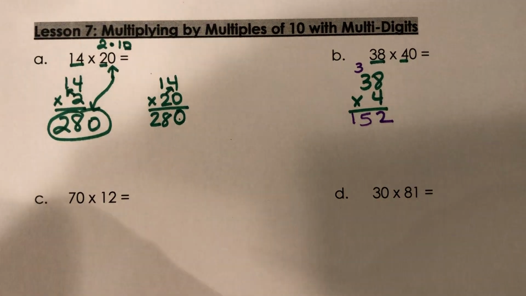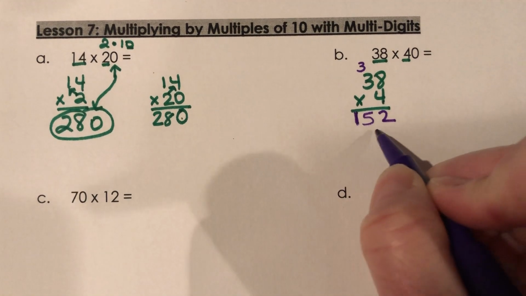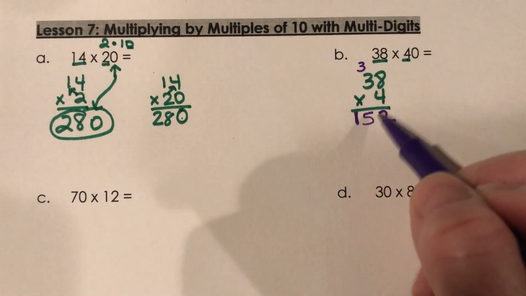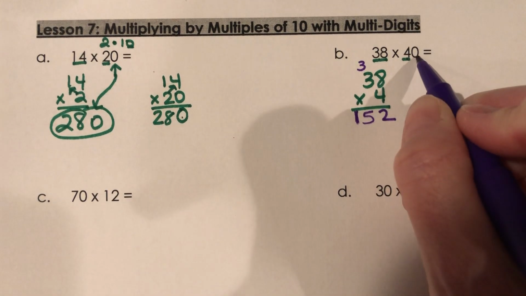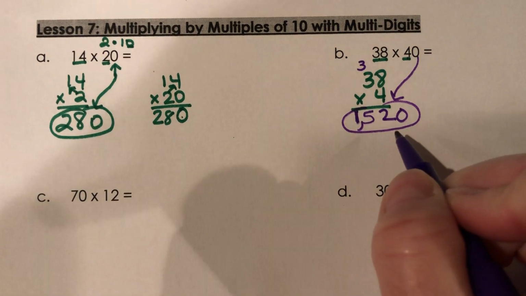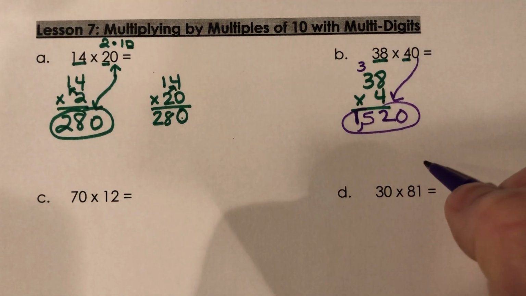Now, sometimes a common error I'll see is people will say, okay, there's my answer, 152. But it's not 152, because 38 times 4 is 152. 38 times 40 is 1,520. So don't forget to put the 0 in after you finish your multiplication, okay?